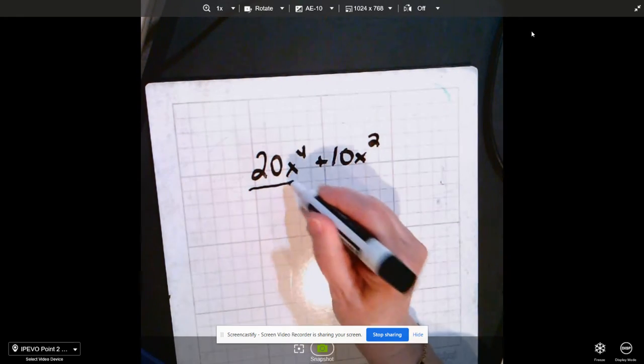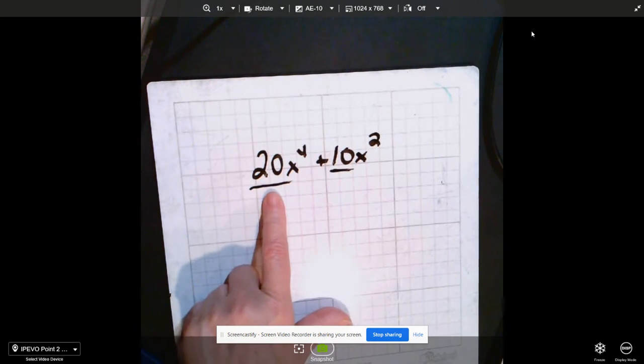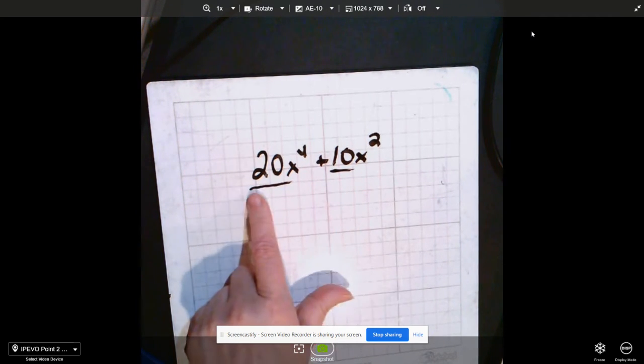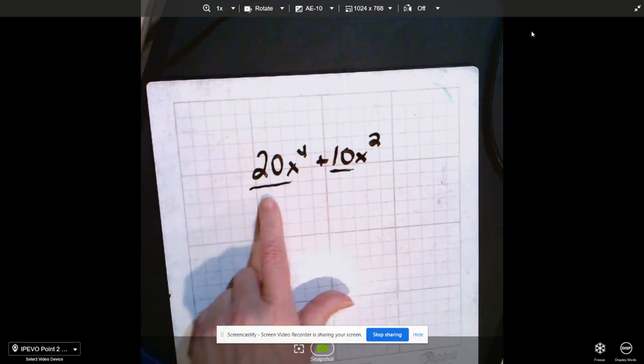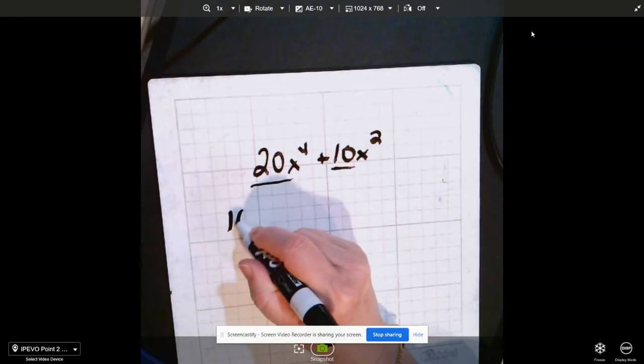So you look at the first term and you look at the second term. And first, just look at the numbers. What is the greatest common factor between 20 and 10? Or another way to ask that question is, what are they both divisible by? Well, I can divide them both by 10, so I can factor out a 10.